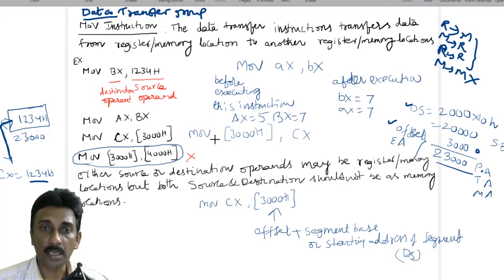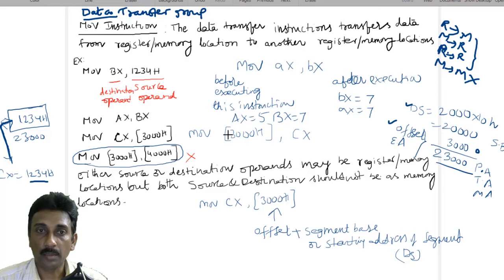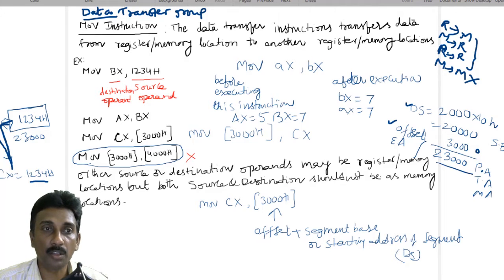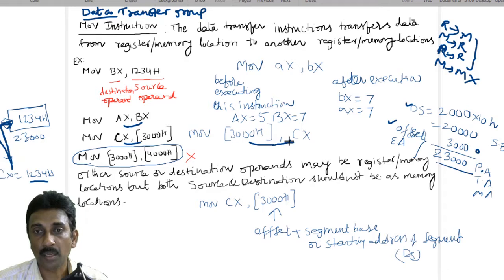Similarly, you can see the instruction move within the brackets 3000h comma cx. That means I have just interchanged both values here. So after executing the instruction, assume the cx value is 1234h. This 1234h will be loaded into 23,000h. Quite the opposite action follows here. So like that you can send the data register to register, register to memory location, or memory to register, but it is not possible memory to memory. This is the one thing you have to note down.